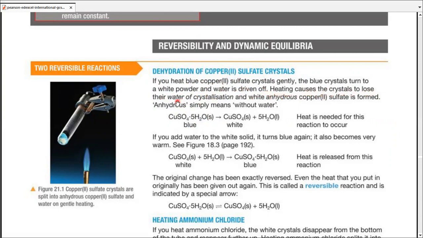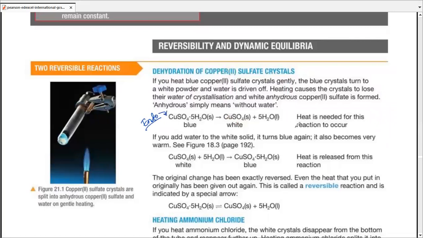Heating causes the crystals to lose their water of crystallization, and white anhydrous copper sulfate is formed. I hope you remember water of crystallization from Unit 2. Now, the white salt formed is CuSO4. We specifically call it anhydrous. Anhydrous means without water. Now, heat is needed for this reaction to occur. This is a dehydration reaction. Since this is a dehydration reaction and heat is required for this reaction to occur, you would automatically understand that this reaction is an endothermic reaction.